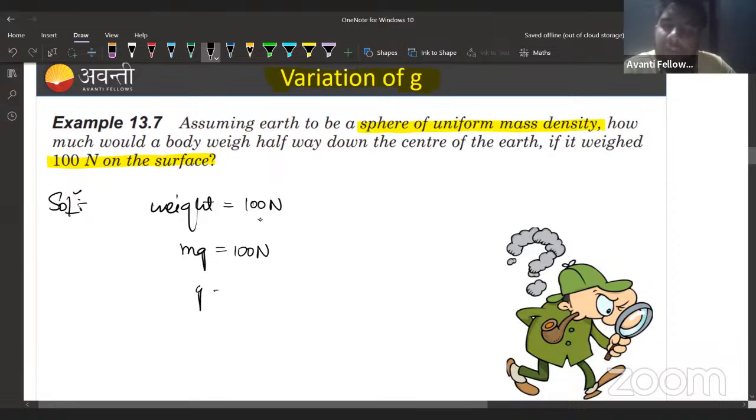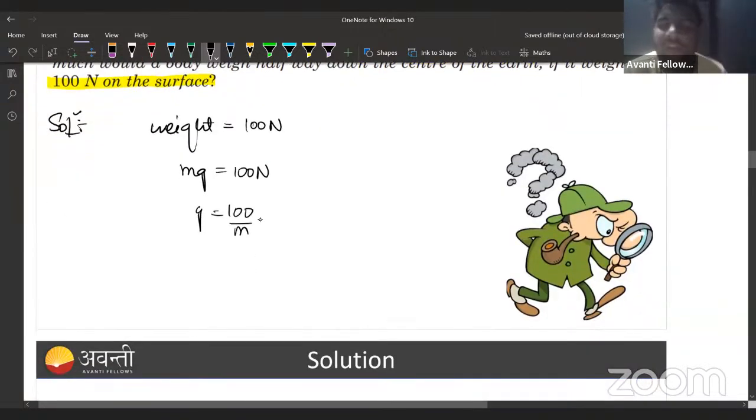So what will be the value of g at the surface? 100 by m. Yes. What we have to calculate? We have to calculate the value of g dash. So on going down, g dash is equals to, and depth is given as r by 2. We are going halfway down, right? So r by 2. So g into 1 minus d by r.